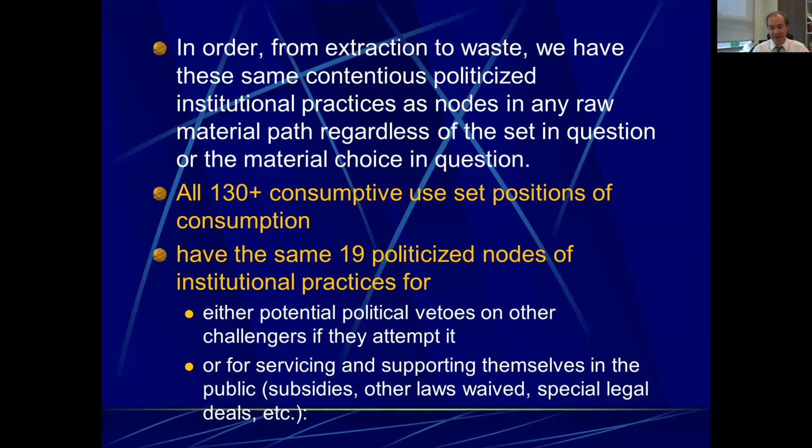And my argument is the same path of 19 positions can help explain what kind of data you should look for. So all those 130 different use positions I showed you earlier in the commodity wheel, all of those have each of these 19 different points. And each of these points are potential political vetoes or other challengers. For instance, like extracting aluminum. What do I mean political veto? That means aluminum is extracted around the world, but maybe several countries refuse to sell their aluminum.